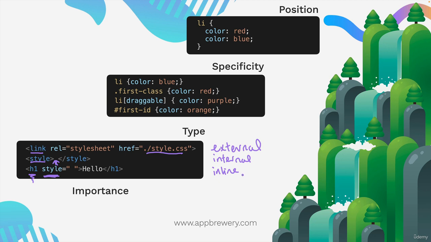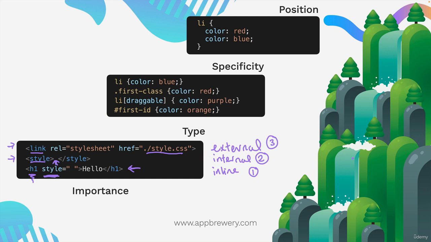In terms of the cascade, the most important are the styles that are applied inline, because this targets only one specific element. It's just this H1. It doesn't matter if you have 10 other H1s, this style is only going to be applied to this particular element. The next one is the internal, because the internal style sheet only exists inside one web page, whereas the external style sheet can actually be applied across many different HTML files as long as you all link to the same CSS file.